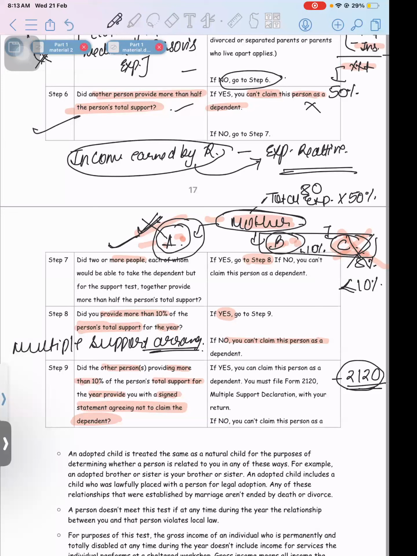All the three, or let's say 4 children are there, so all 4 children are spending 25%. They will have to mutually decide, and of the 4, only 1 can claim. The rest 3 are going to file Form 2120, right?